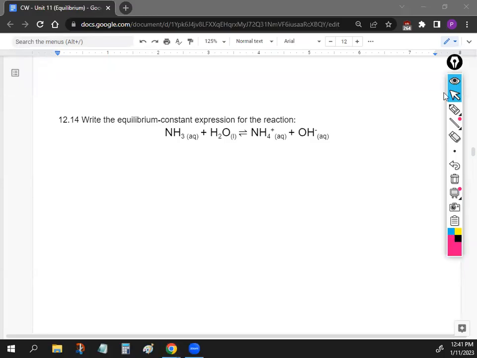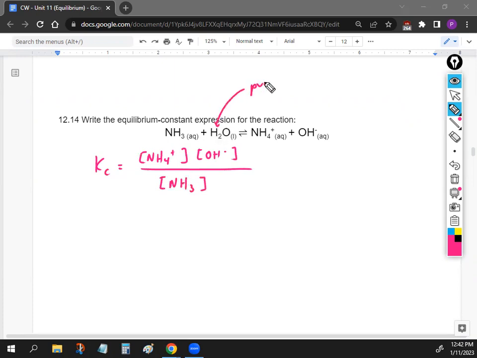We could. Alrighty, let's do number 12.14. Hopefully you remember that it's just going to be equal to the concentration of the products divided by the concentration of the reactants. The important thing to note here is that we're not going to include one of the reactants, and that's H2O. Because it's a pure liquid, and we ignore pure liquids and pure solids when we do the equilibrium constant expression, okay? That's it. That's 12.14. That's our review from last time.